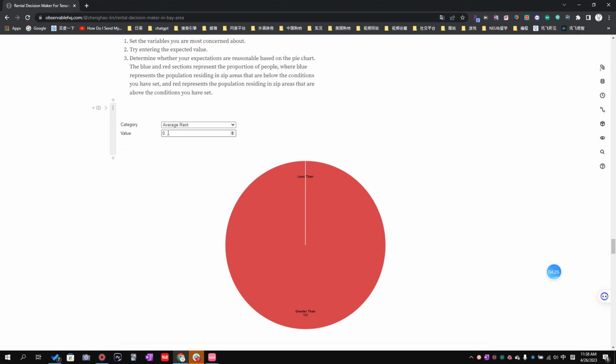For example, if I plan to rent a house at $2,000, then we can set it to 2000, and you can see it shows less than 9% and greater than 90%. That means about 9% of the overall population in the Bay Area are living in areas which have a lower average rent than the value you just set. And so in this case, you can consider this $2,000 budget too low for the average rent.